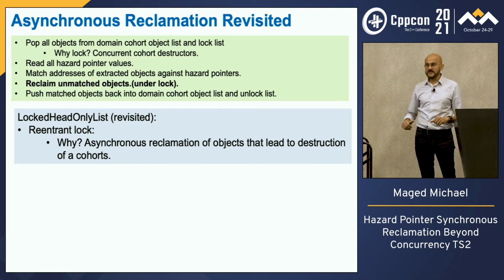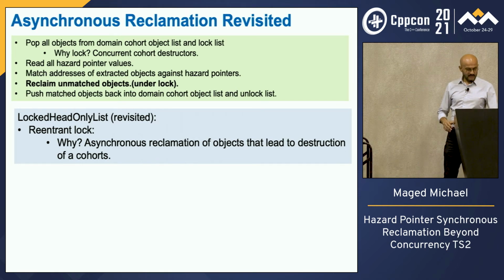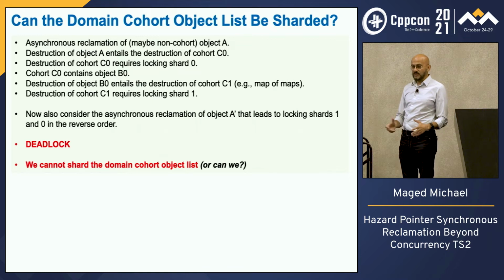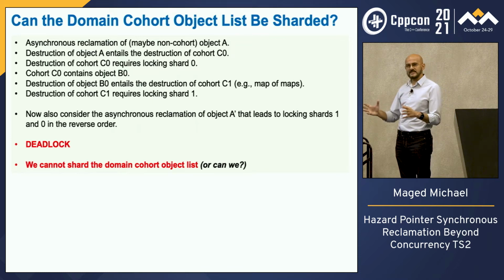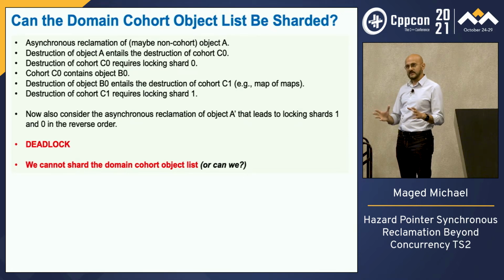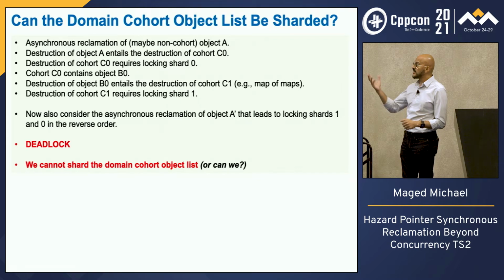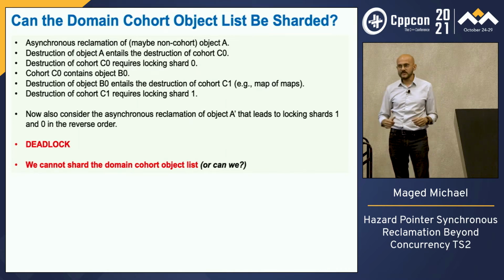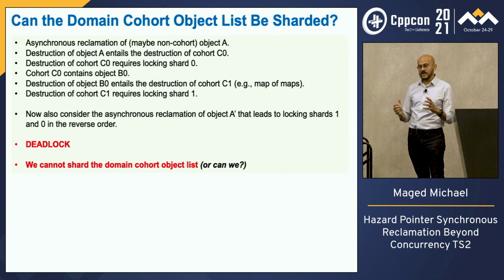Everything clear so far? Okay. So can the domain, I mean, now we're saying we're locking the list. It's kind of like it has a lock on it. Concurrent cohort destructors have to lock that list. So it sounds like this is a bottleneck. And actually, asynchronous reclamation is also holding that lock for a while it is reclaiming objects. So that sounds like a bottleneck. So why don't we shard that list?